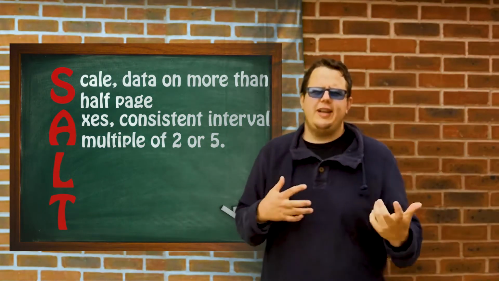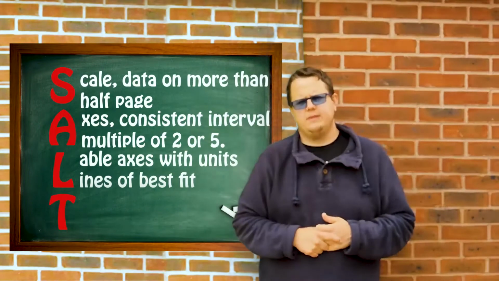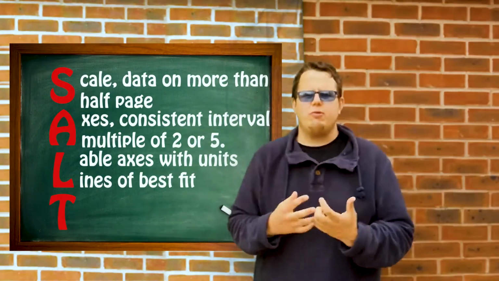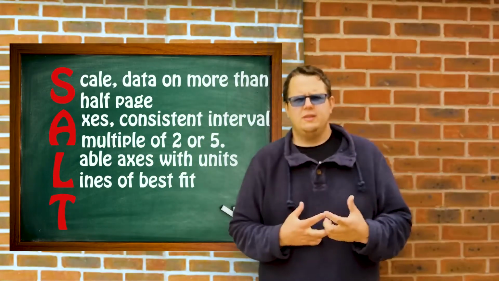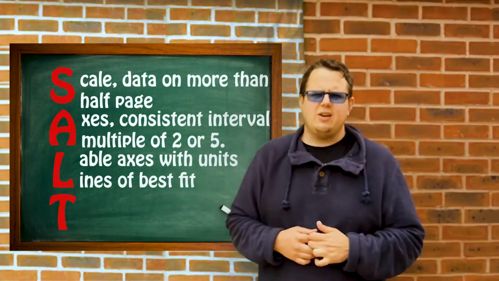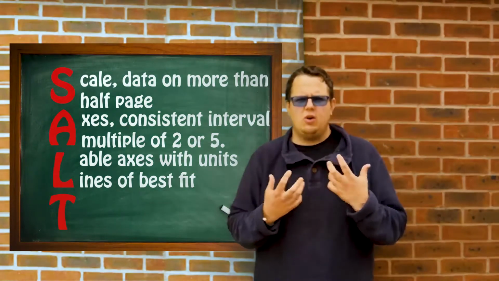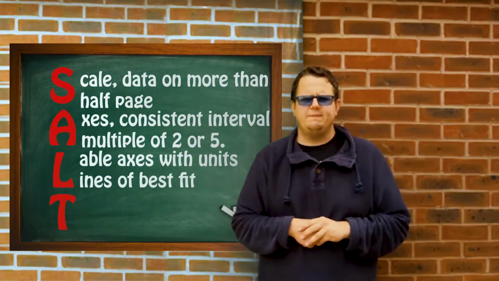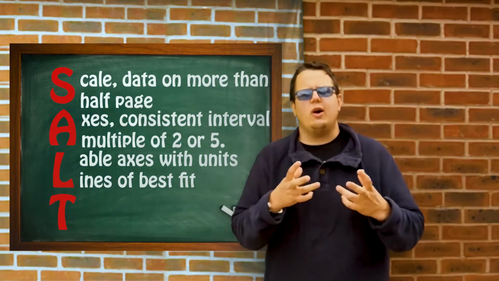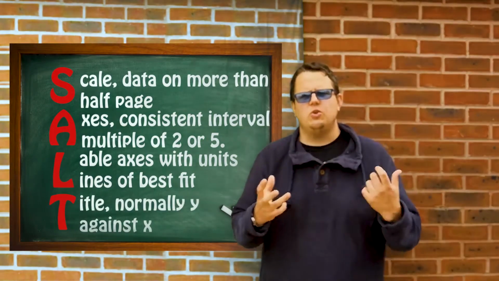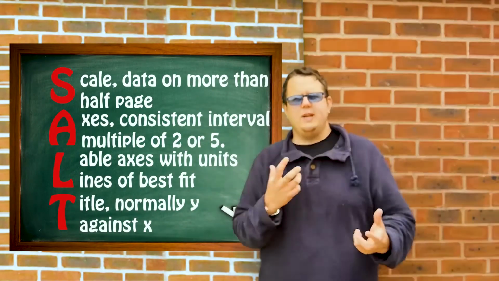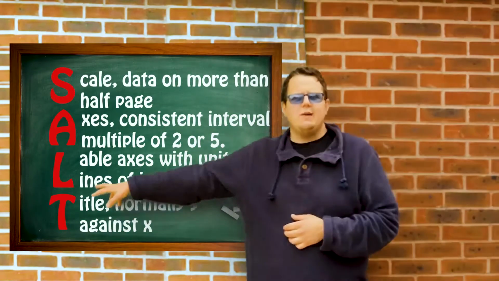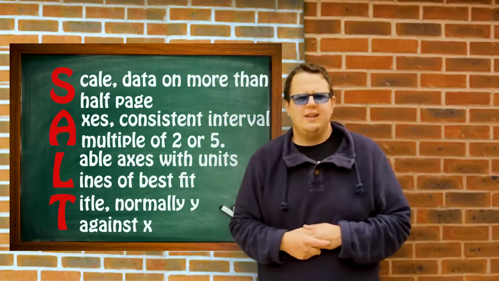L for labels and lines. Label your axes with correct units, including any prefixes if you have used them. The correct line of best fit also needs to be drawn for your data, but more on how we do this later. Give your graph a title to tell your readers what it is. Normally, a title goes something like graph to show y, with y being whatever's on our y-axis, against x.